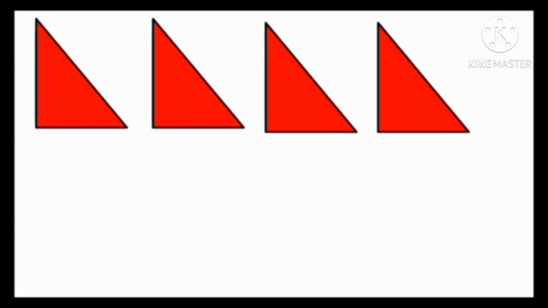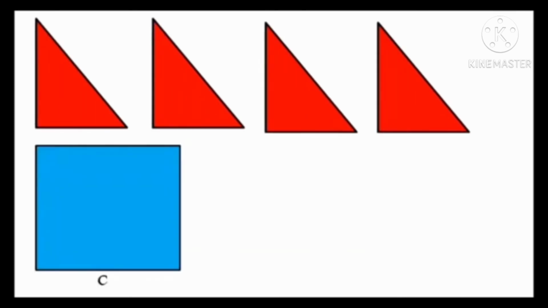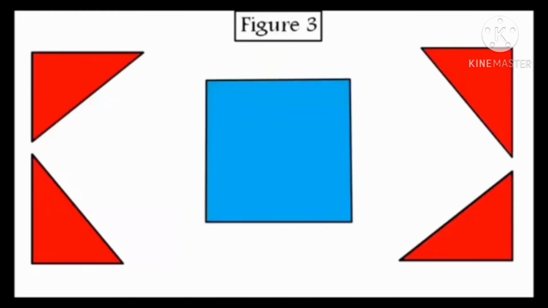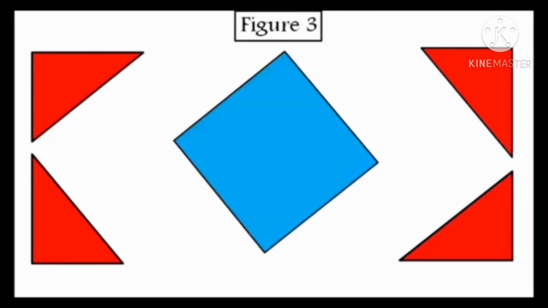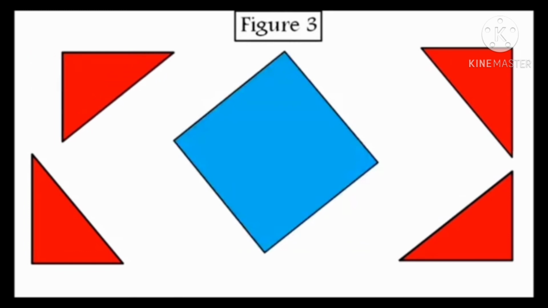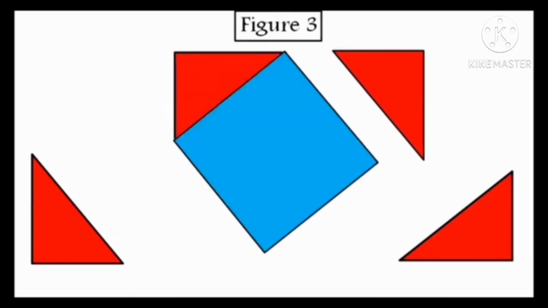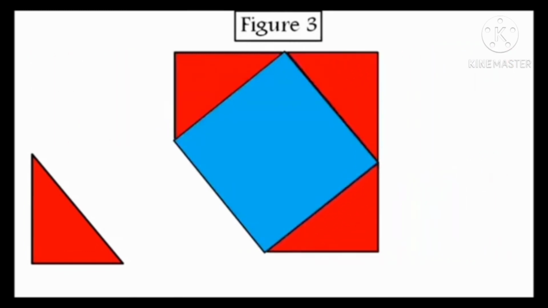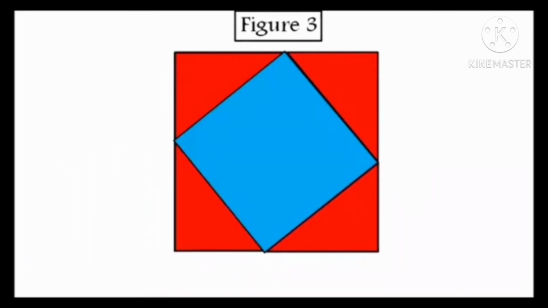For the next figure, we will take the remaining 4 red right angle triangles and 1 blue square. Let us arrange these figures. First, we will tilt the square in this way and then arrange the triangles like this. Once again, we can notice that we have a perfect square with side a plus b units.